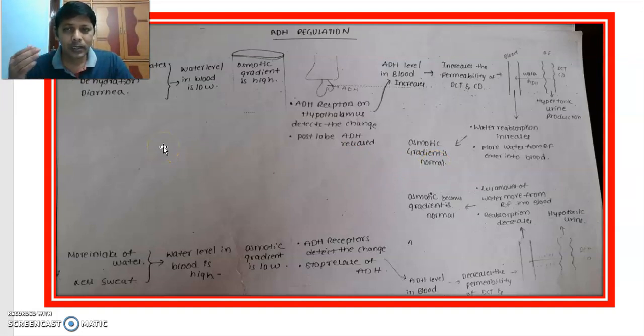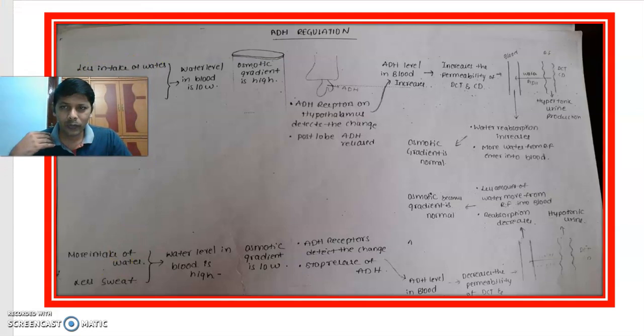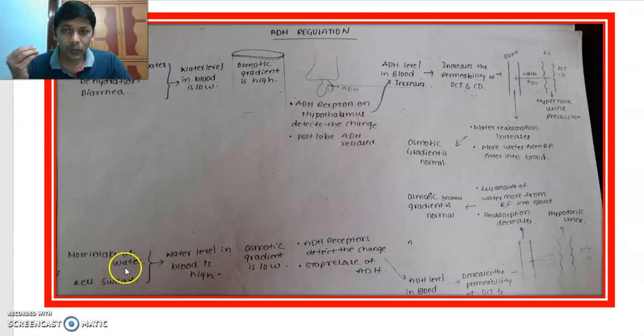Now let us see the opposite condition, when you drink more water. Here was lesser intake of water, but here you drink more water, or there is less sweat from your body. Water level in blood is high, whereas there water level in blood was low because of dehydration, diarrhea, and less intake of water. Therefore, osmotic gradient here is low.